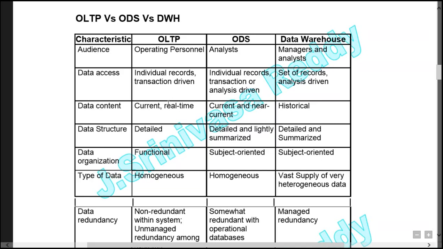Data content: OLTP contains current real-time data. ODS contains current and near-current data. Data warehouse contains historical data. OLTP contains detailed structures. ODS contains detailed and lightly summarized structures. But data warehouse contains detailed and summarized. How do you organize the data? OLTP organizes the data depending on business functions and business transactions. ODS organizes the data based on business subject areas. Data warehouse also organizes the data in a subject-oriented way.